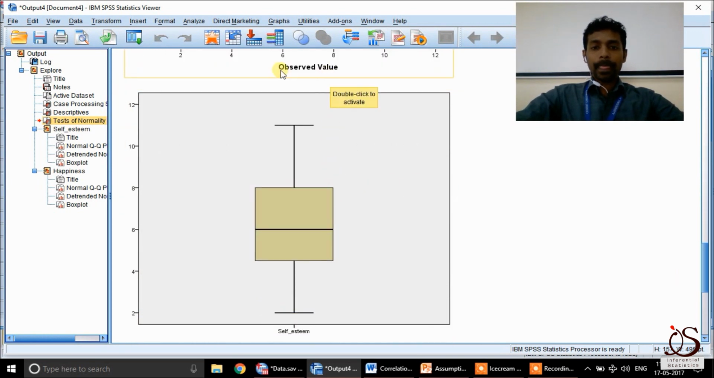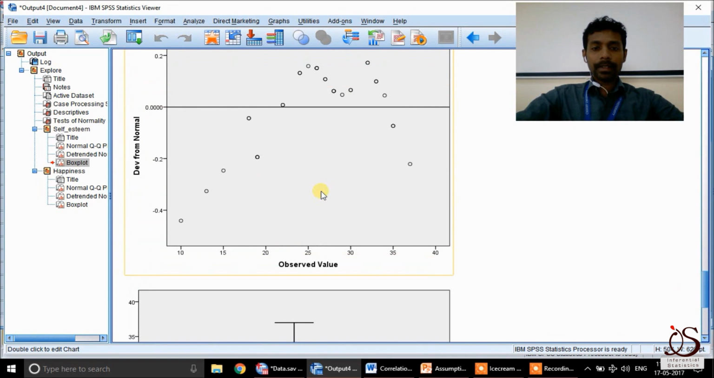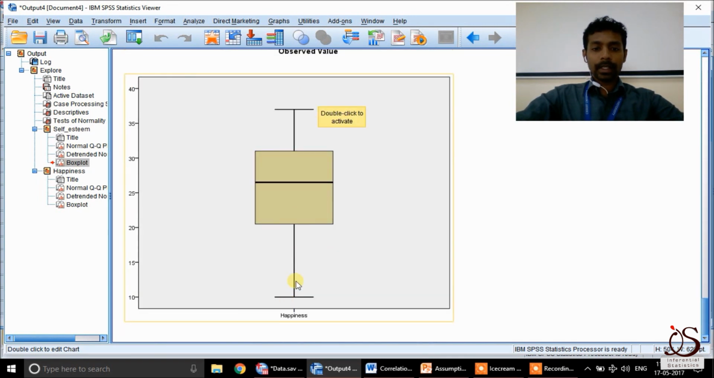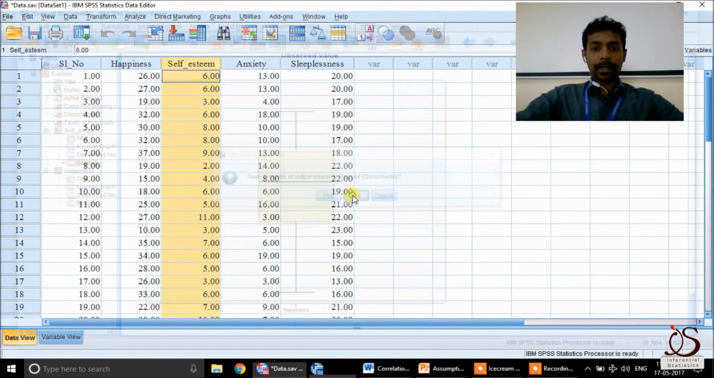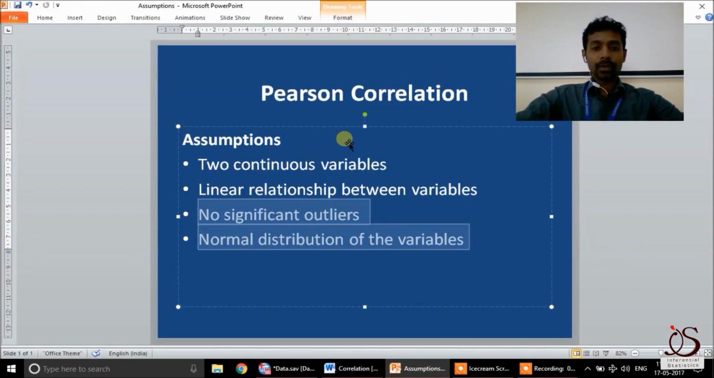Now, second one, look at the box plot for self-esteem. There are no outliers here. Yeah, no outliers here. And in the same way, if you look at the box plot of happiness, no outliers here. So here, I would like to conclude that my assumptions are met. So I will be going towards Pearson correlation.